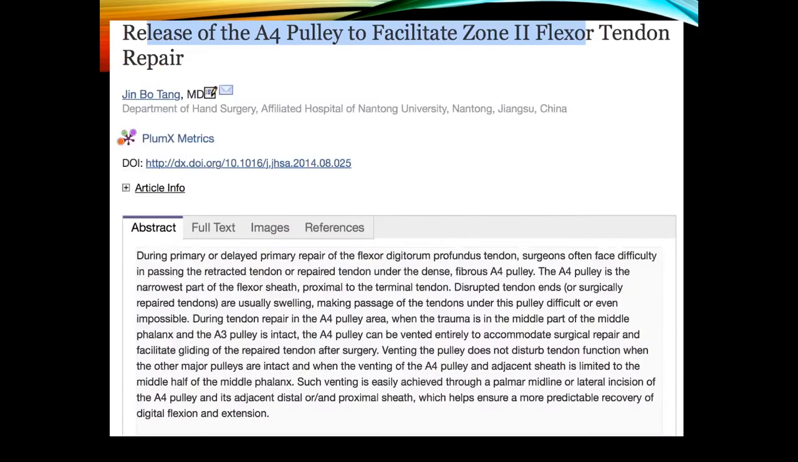So this is not the Jim Boateng article that I'm talking about. This is another one where he talks about being able to release the A4 pulley completely to facilitate a good, solid repair of a zone 2 flexor tendon. And they did not see any significant downside of doing this by releasing the entire A4 pulley. This is a good article for you to review.